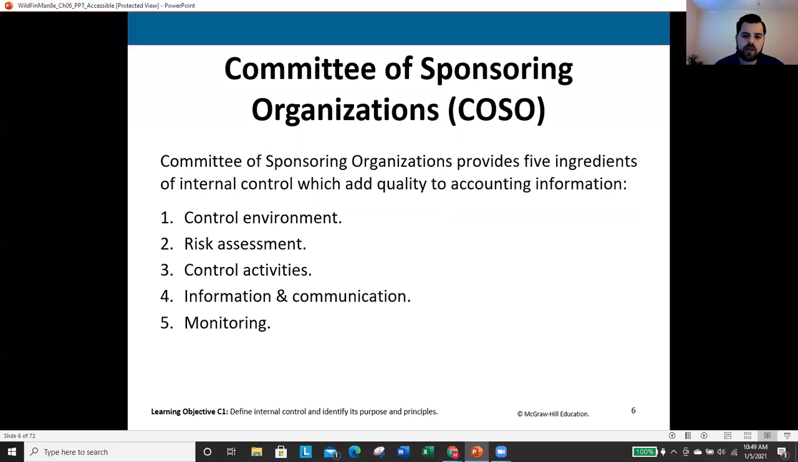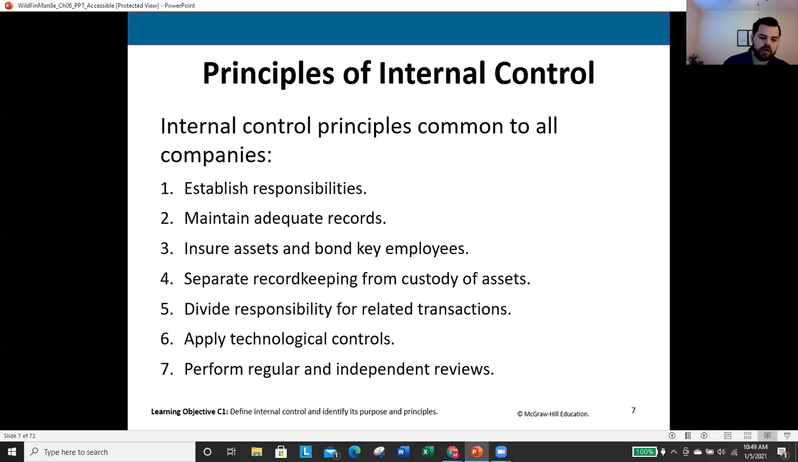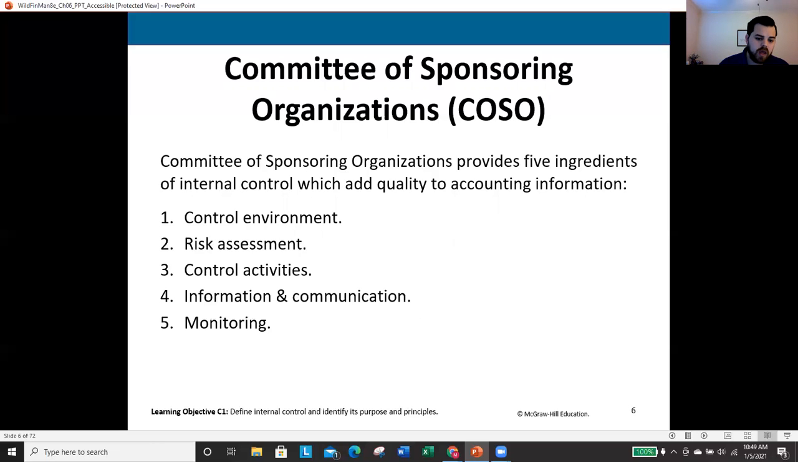COSO is the Committee of Sponsoring Organizations, and they provide 5 areas of internal control which add quality to accounting information. The first of these is the control environment, followed by risk assessment, control activities, information and communication, of course, and monitoring. When we talk about the control environment, we're typically looking at a very high level area of the organization. This might be the CEO, this might be the CFO, this is anyone up in that C-suite primarily.